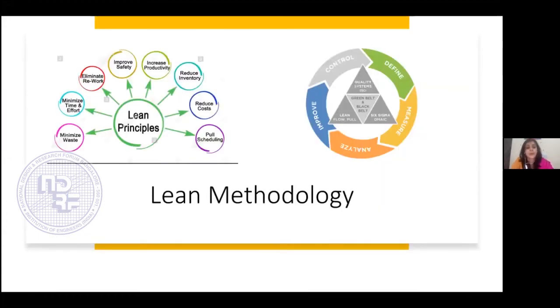Moving on. It would be unfair if I do not talk about lean methodology when I'm talking about Six Sigma, because they go hand in hand. Lean methodology actually complements and supplies many tools that Six Sigma can just pick up in each of these phases and make the process better. Lean actually looks into these principles that I've shown here. It minimizes the waste. Lean looks into minimizing time and effort, eliminates rework, which is very important. Rework is also waste of time, right? So it's very important to reduce the rework, improve safety, increase productivity, reduce inventory, reduce cost, and pull scheduling.